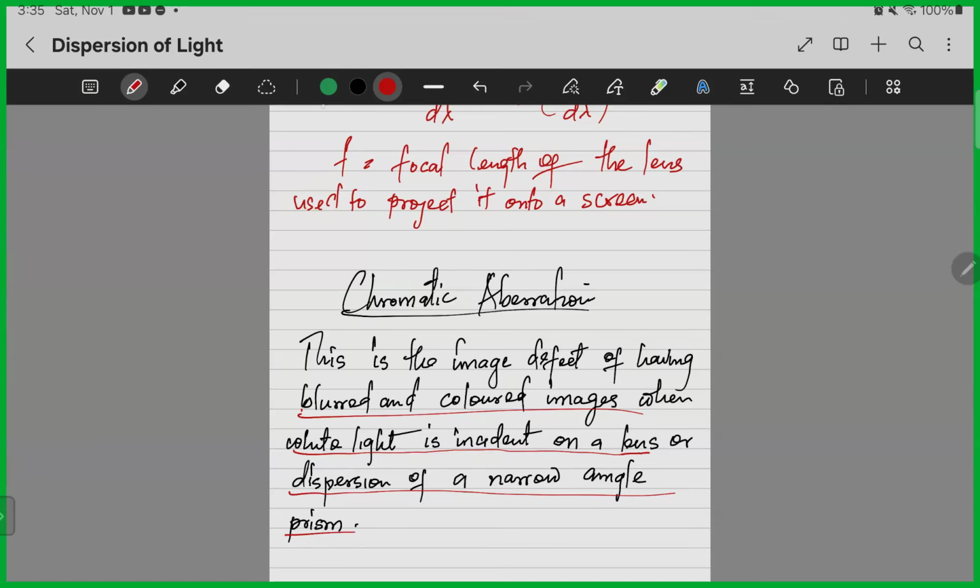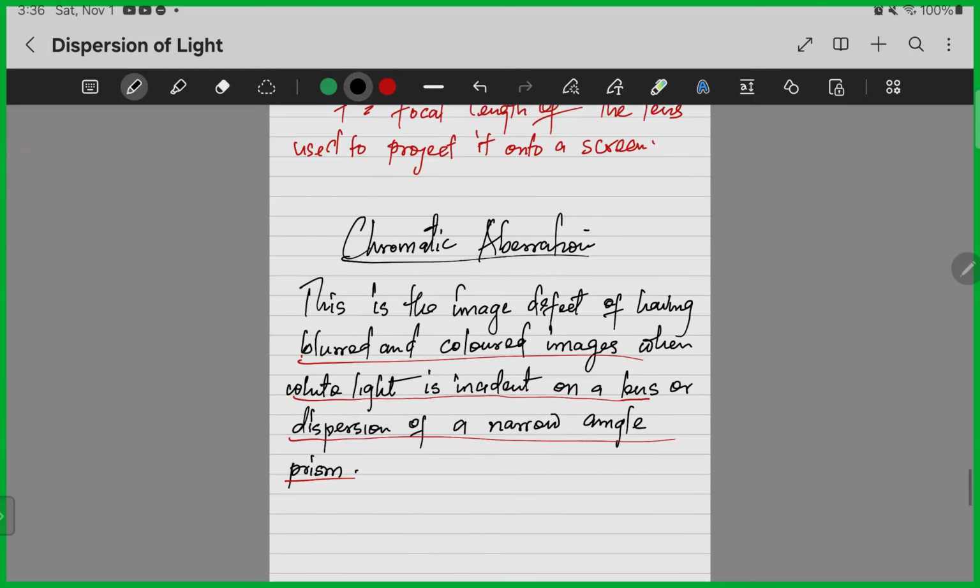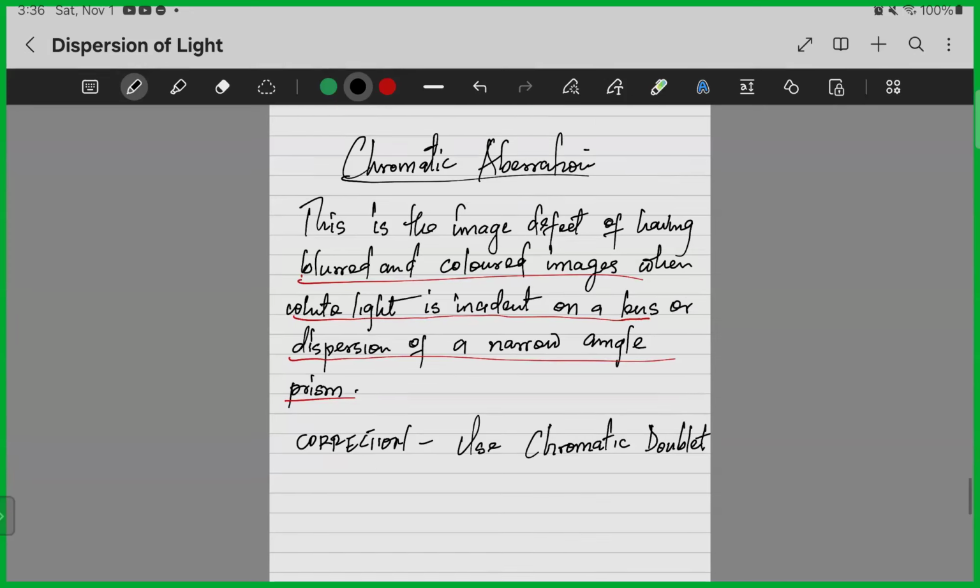So it is corrected by using something called a chromatic doublet, or double lenses.